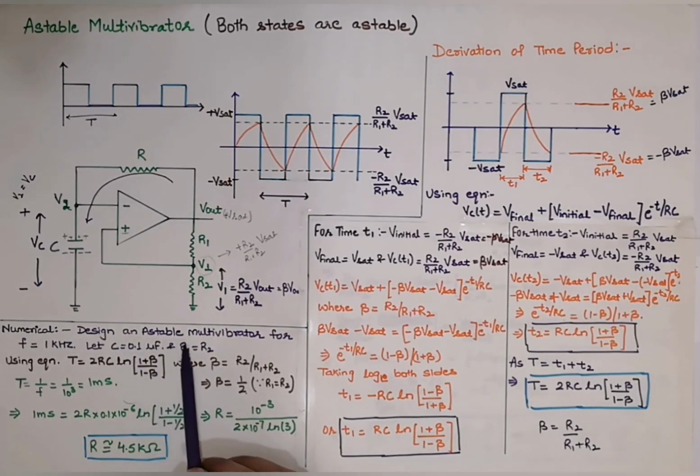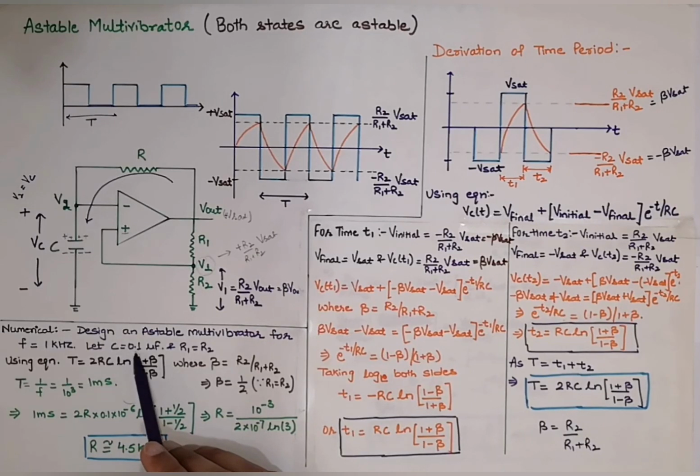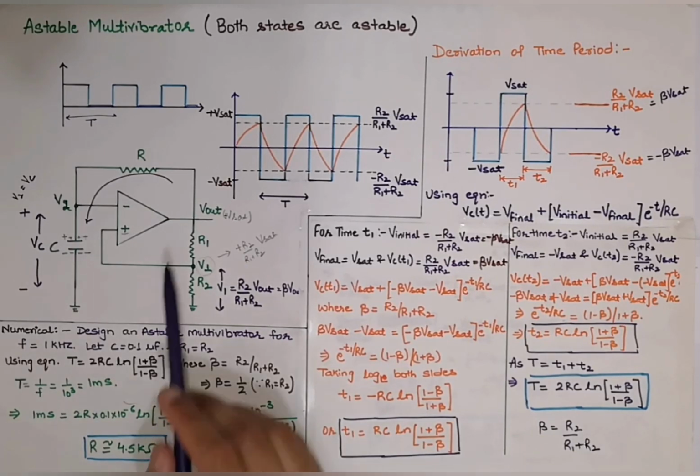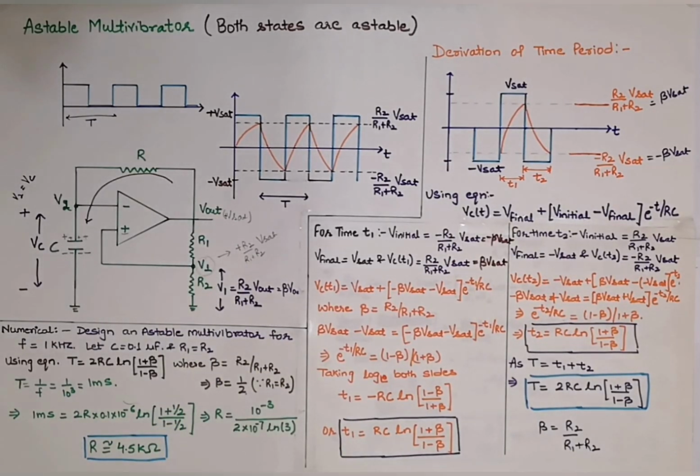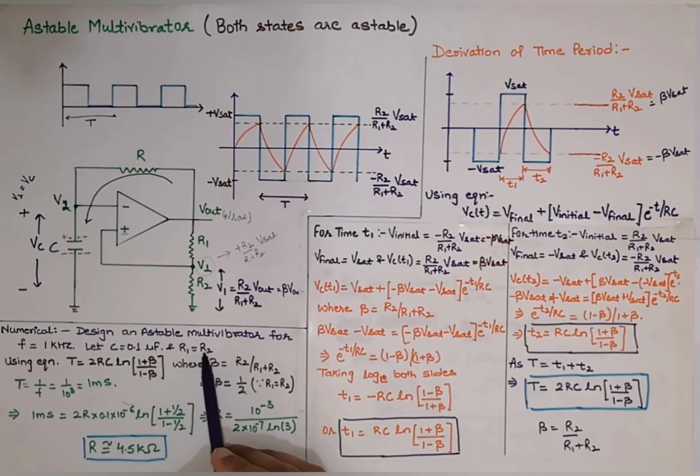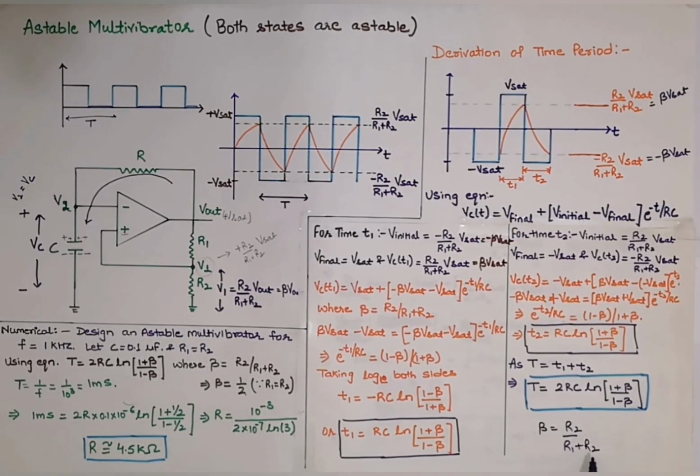So to design an astable multivibrator for a frequency of 1 kilohertz, so only frequency is given to us, and we will assume here that a capacitor must be less than 0.1 microfarad. I have taken here value equal to 0.1 microfarad, and the resistors R1 and R2 are same. Now using these equations, if my frequency is 1 kilohertz, then from there we can say the time period, which is 1 by f, equal to 1 millisecond. And R1 is equal to R2, it means now beta, which is R2 upon R1 plus R2, will be equal to 1 by 2.